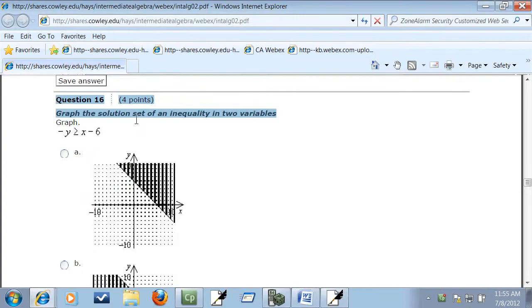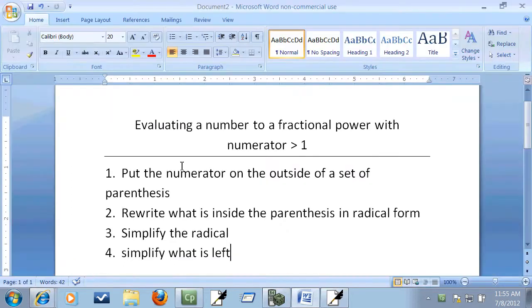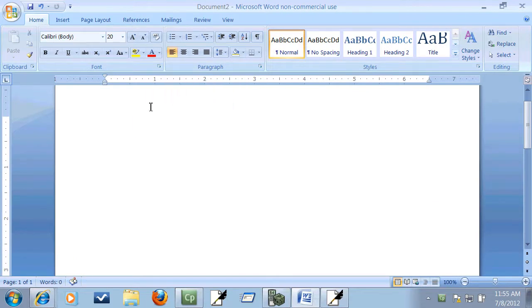Well, let's take a look at problem number 16. This is graphing. Graph the solution set of an inequality in two variables. First we'll look at it by hand, and then we'll do it on the calculator. So graphing a linear inequality in two variables.